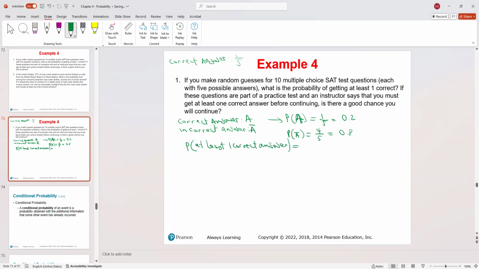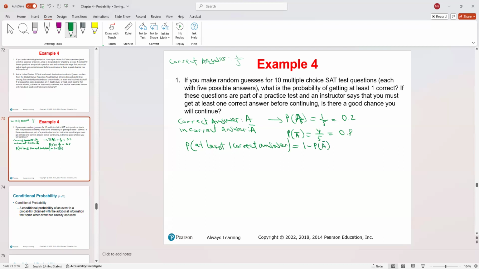How would you find that probability? At least one correct answer is the complement of the probability of getting no correct answer, right? So you can do it like this: the probability of at least one correct answer is 1 minus the probability of getting no correct answer.